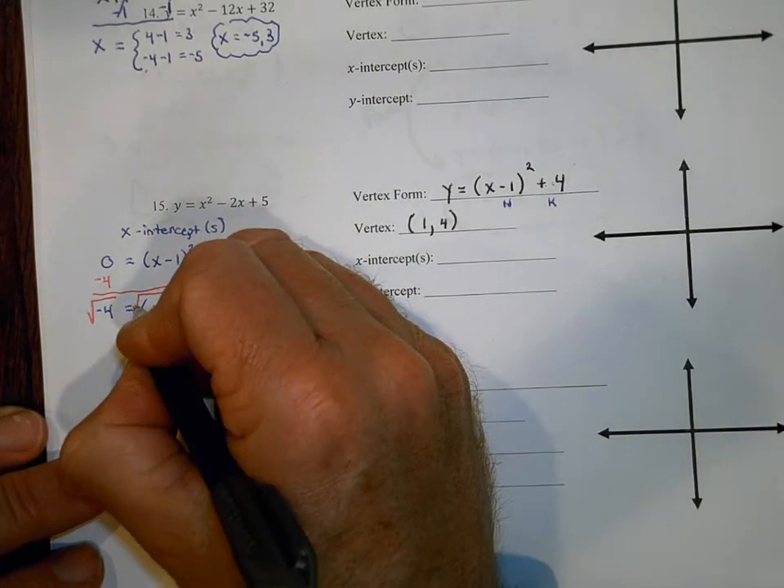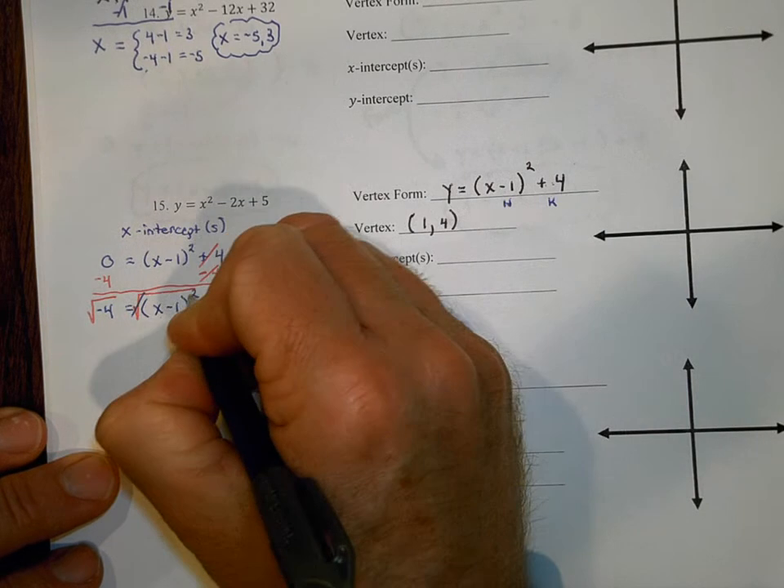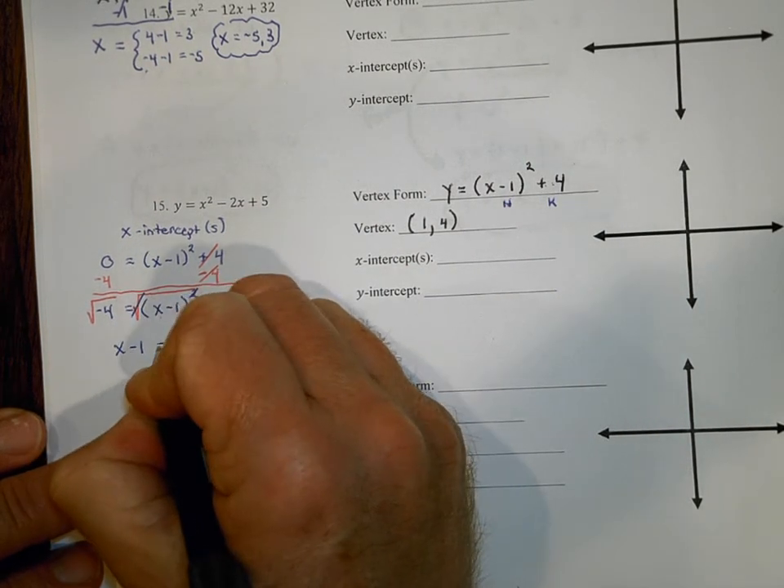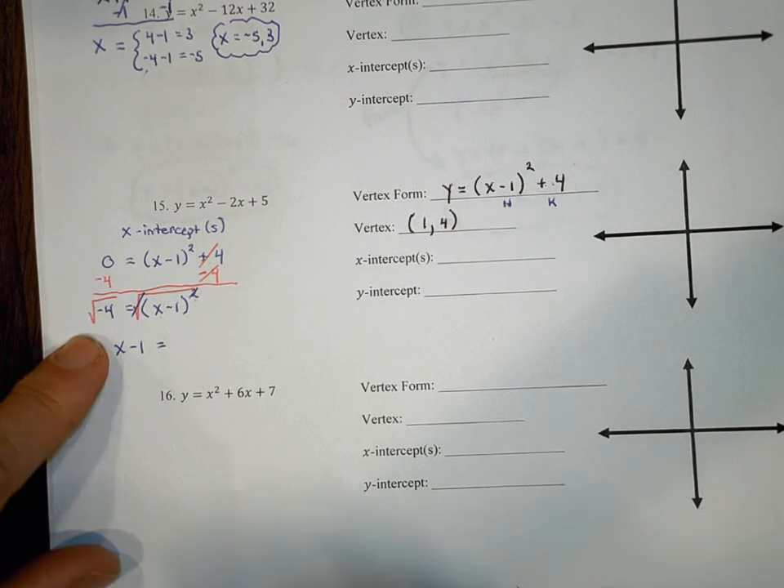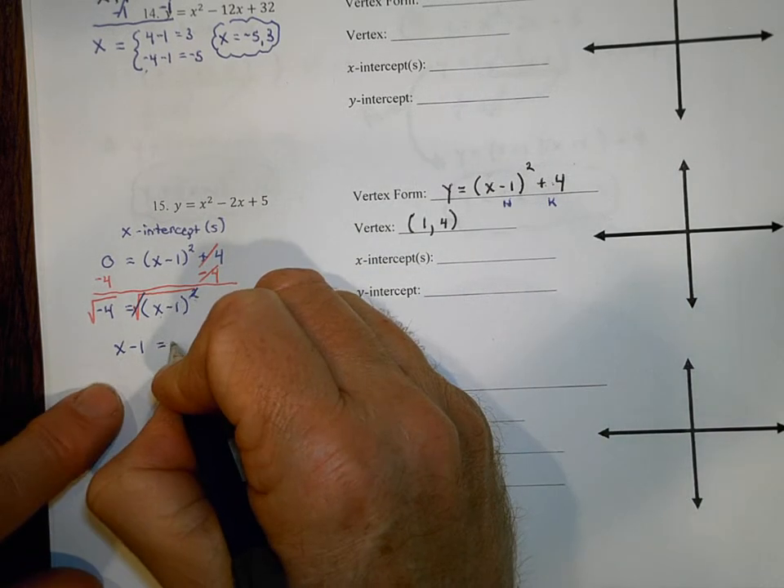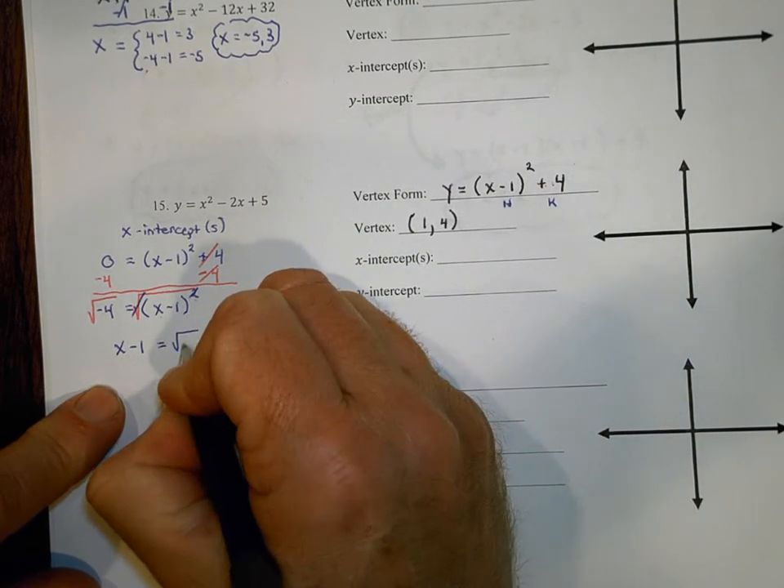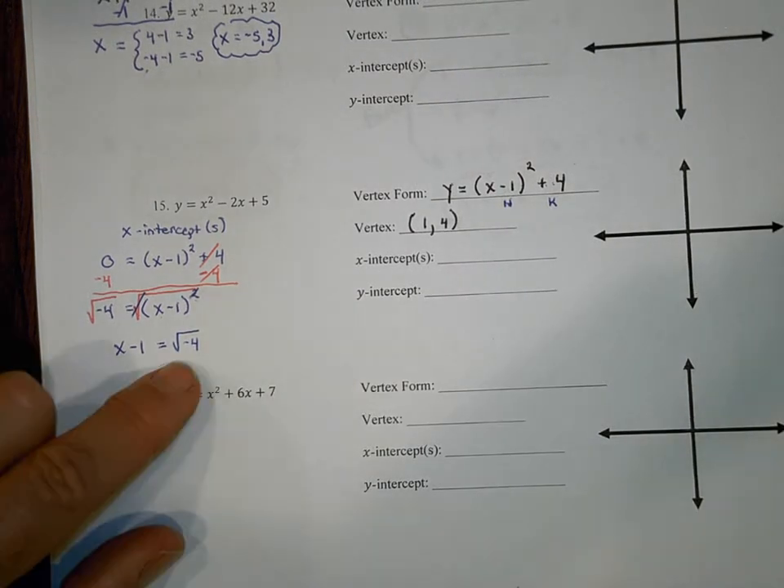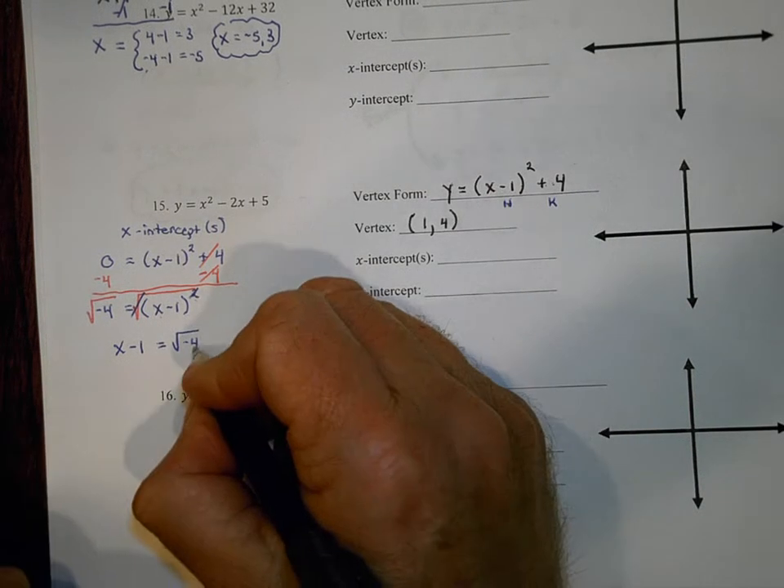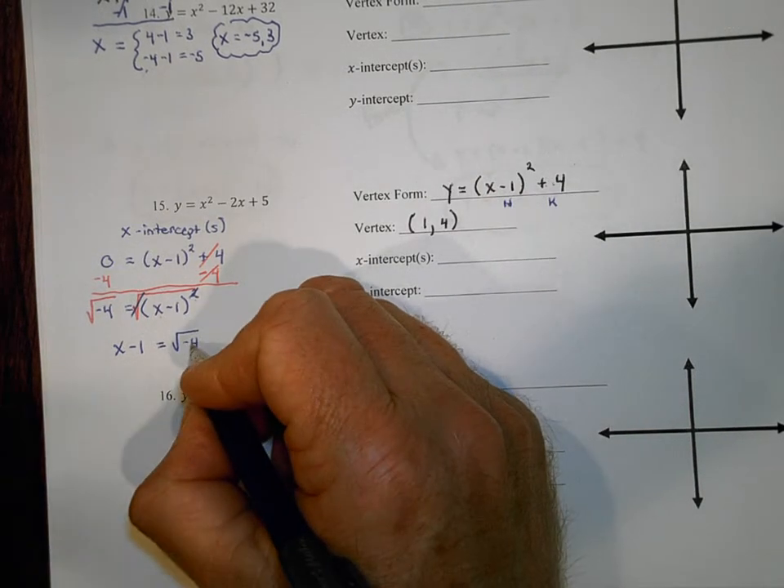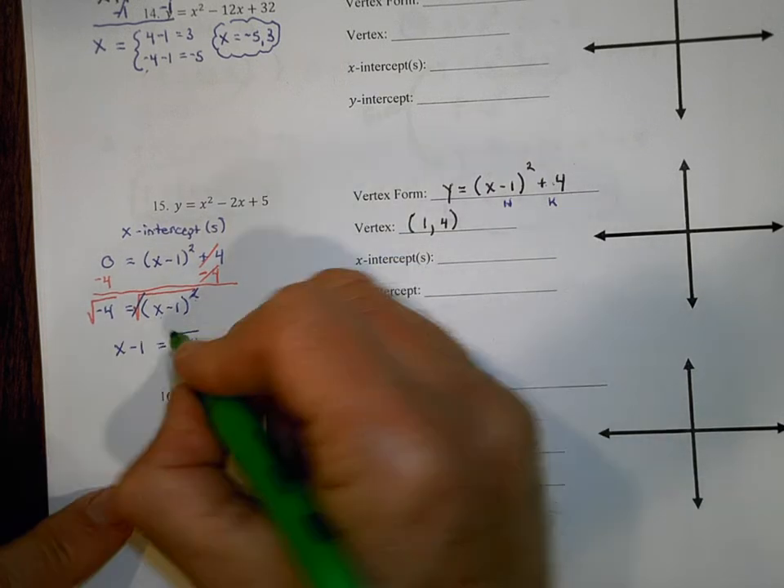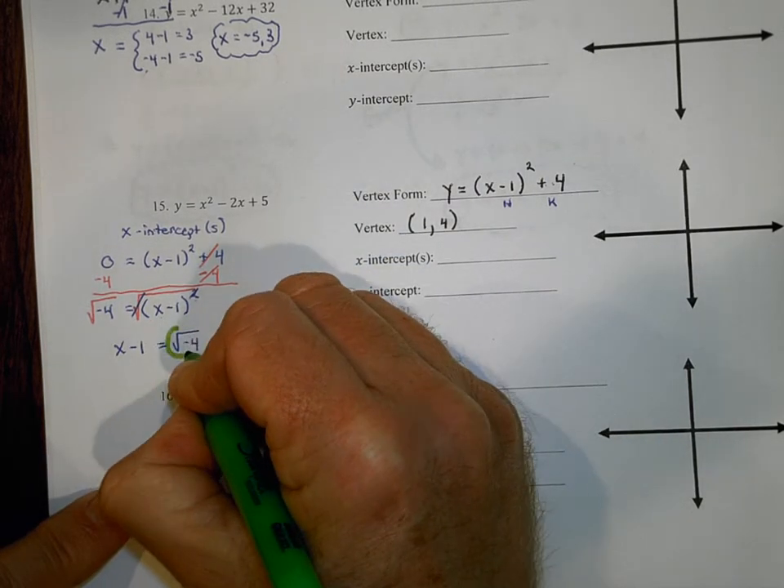You will notice that the square root and the 2 cancel out, and then I get x minus 1 is equal to, and now here's the problem, I have the square root of negative 4. Okay, so this becomes a problem because there is no such thing as the square root of negative 4. So this right here, which I'm circling in green, there's no answer to that.